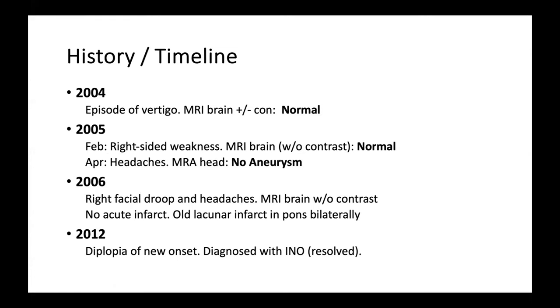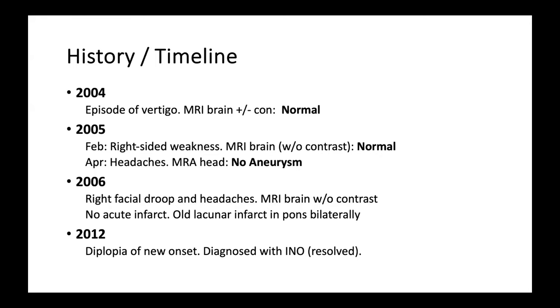So, this is the timeline when we dug a little bit deeper into the history. Back in 2004, let me remind you, these angios were in 2017, she had an episode of vertigo. MRI at that time was normal. In 2005 she had an episode of right-sided weakness. Again, an MRI done for those symptoms was normal. And for headache, she had an MRA as well.